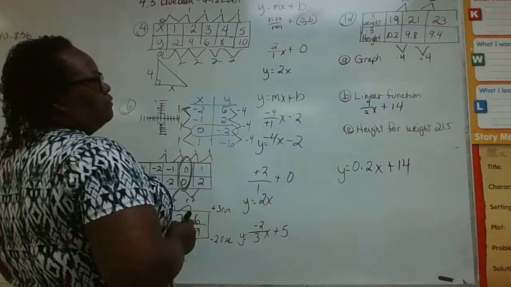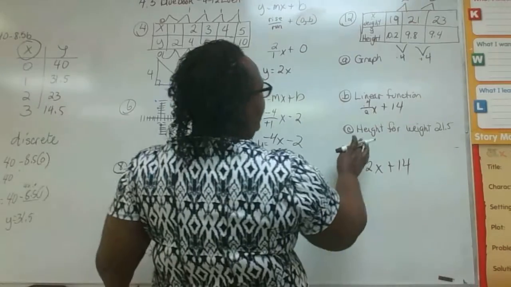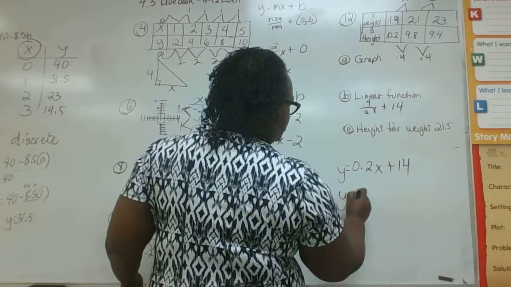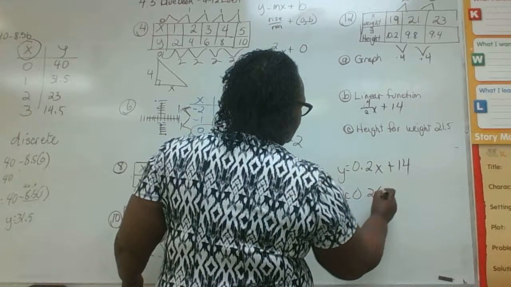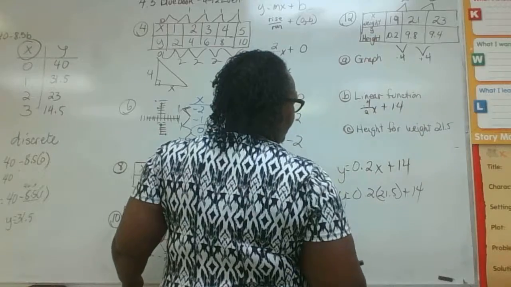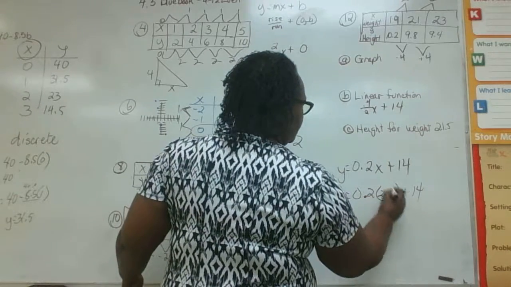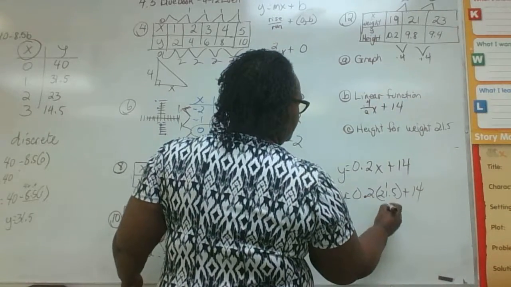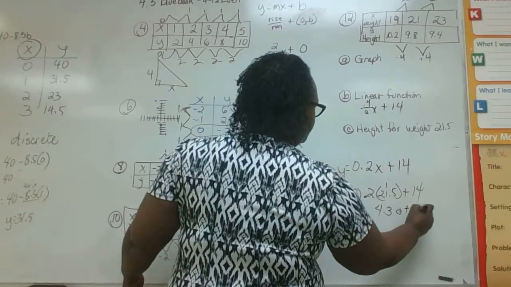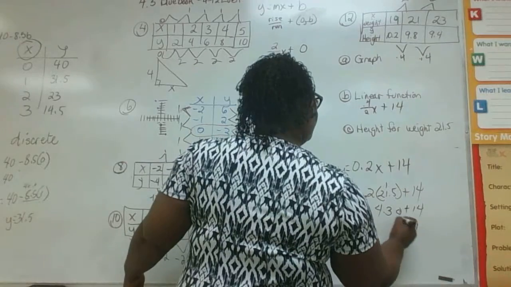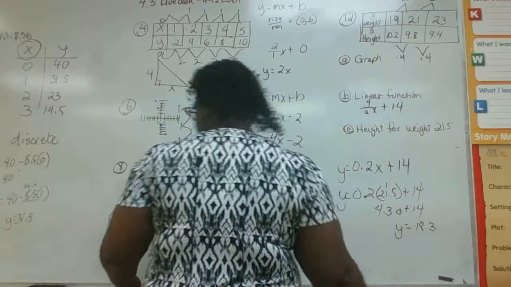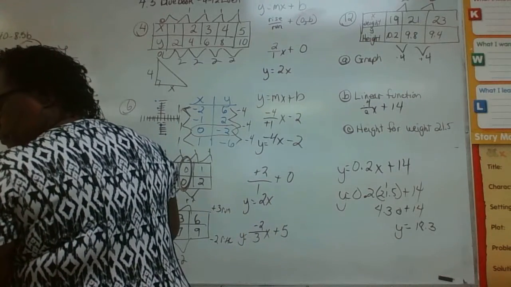Okay? Now, from there, it asks what would the height be at 21.5? Well, we would plug it in our equation. 0.2 times 21.5 plus 14. Okay, and once we do that, we have a 10 here, that's 2, that's 3 here, that's 4 here, 2 numbers behind the decimal point, plus 14. We will discover that 14 plus 4.3 is 18.3, and that's what y would be equal to.